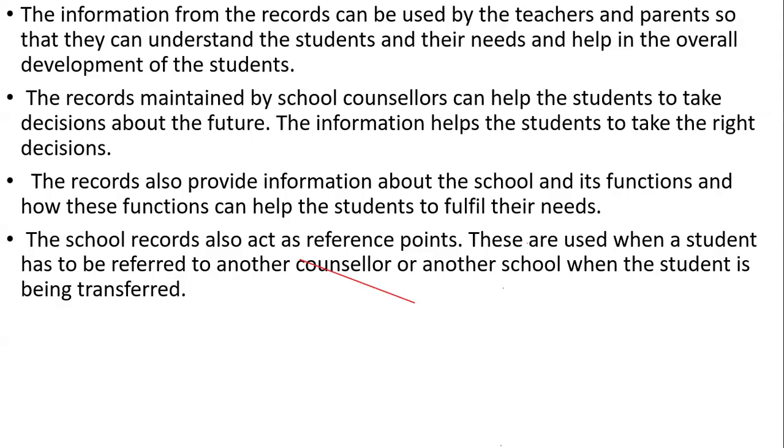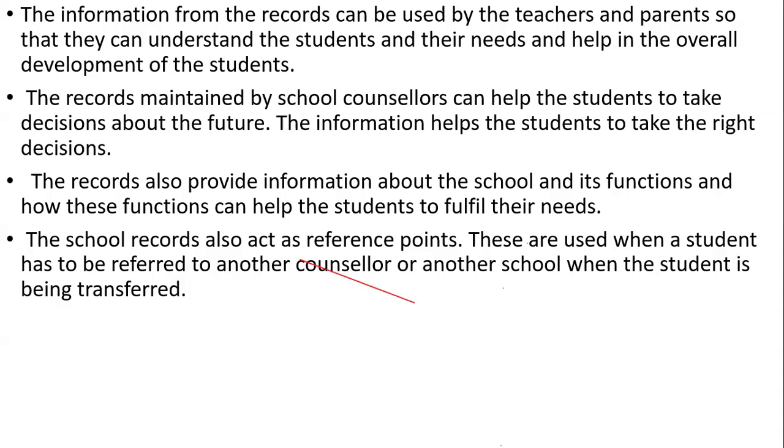The records maintained by school counselors help the student take decisions about their future. The records also provide information about the school and its functions, and how these functions can help the students to fulfill their needs. So now in other countries, they have this information. So the parents can have an idea about what kind of functions are there in the schools and how these functions help the students to fulfill their needs, like taking leadership, improving creativity, right? Like that. Okay, last one.